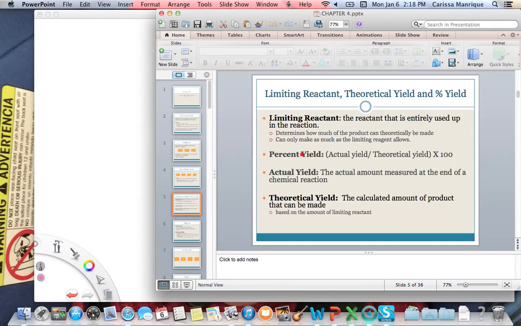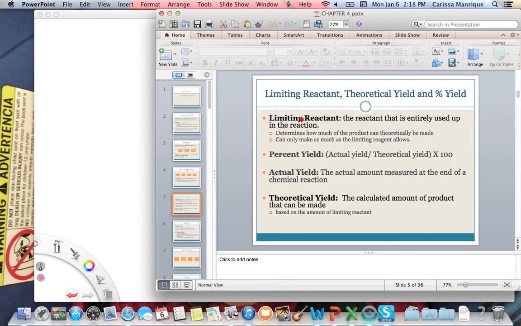Which brings me to percent yield, which you do actual over theoretical times 100. So if we did that, we would do 5 grams over 10 grams, multiply that by 100, and we would get 50%. So that tells us that only 50% of our starting material turned into product. Okay, so basically it tells you how well your reaction went.